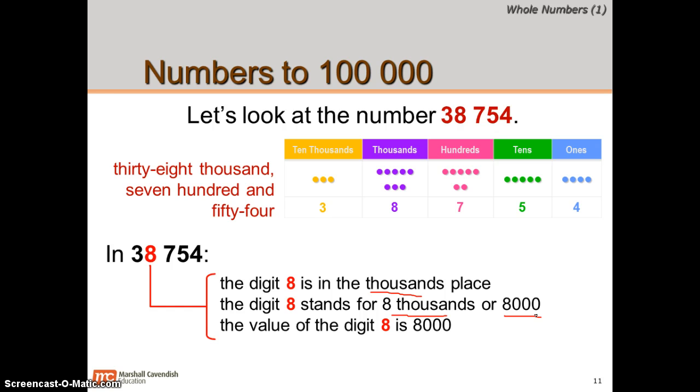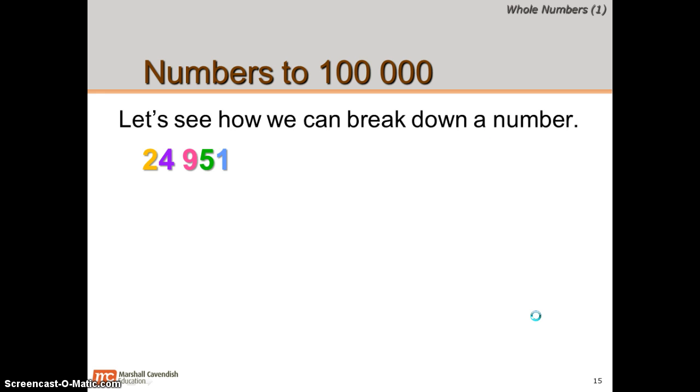What about the 7? 7 is in what place? Hundreds. Yes. 7 is in the hundreds place and stands for 700. How about 5? Can you tell me what place value 5 is in? Tens place, and the value of 5 is 50. Not 5, it is 50. 4 is in the ones. This is one useful thing that we can do.